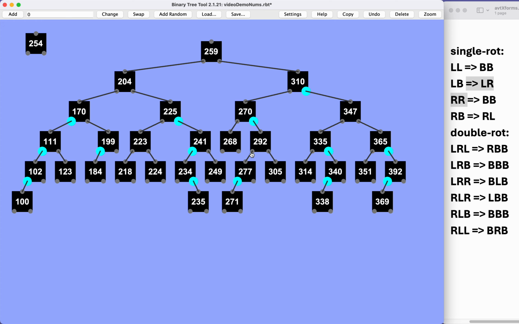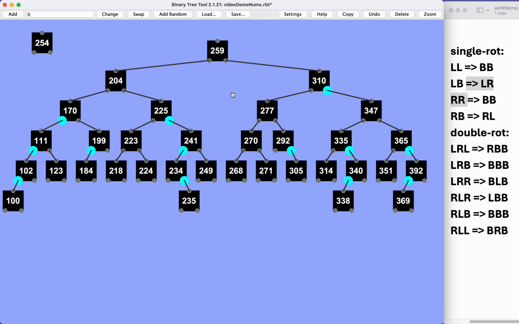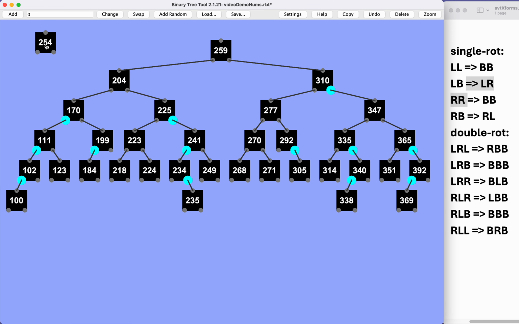So propagate the height up. There's where the propagation stops. This guy's already right leaning. I have a right, left at the 270. That means I need to make this balanced, right, balanced, and do a double rotation. I have 254, which is going to end up going right down there after a few comparisons, and propagate the height up here. This guy is left leaning, he becomes balanced, and I am now done.